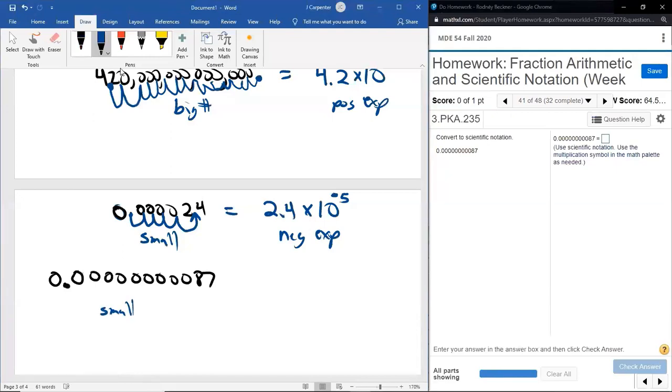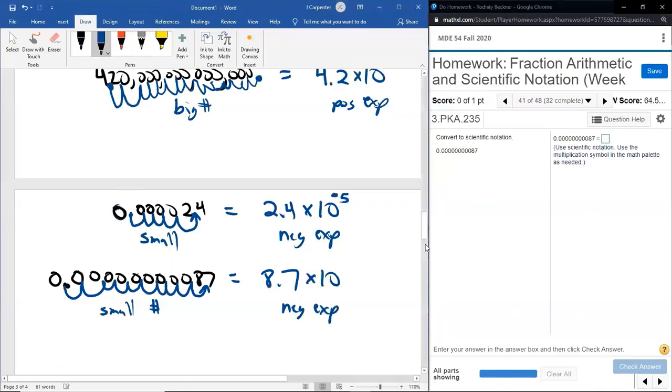So I'm going to do this in a different order. Instead of doing the movement and then saying whether it's positive or negative, I'm going to say, since that's a small number, I expect that I should need a negative exponent in the answer. Well, the goal is to get it between the 8 and the 7, so this decimal has got to go right a whole lot. 1, 2, 3, 4, 5, 6, 7, 8, 9, 10 times. So that should be 8.7, no zeros in front, no zeros after, times 10. Not a positive exponent, small number, so a negative exponent. So 8.7 times 10 to the negative 10.